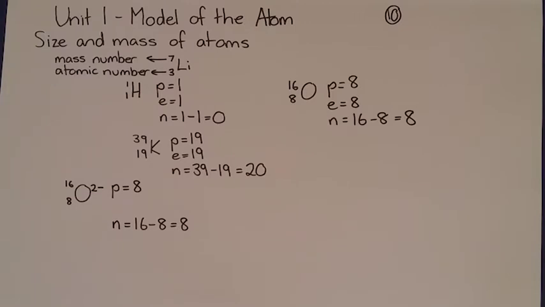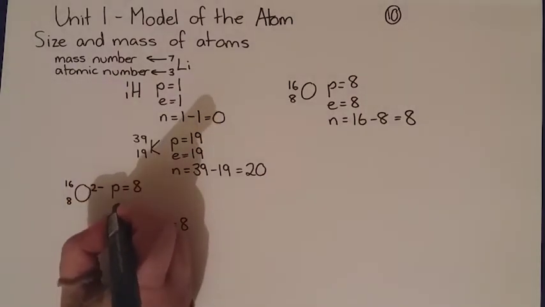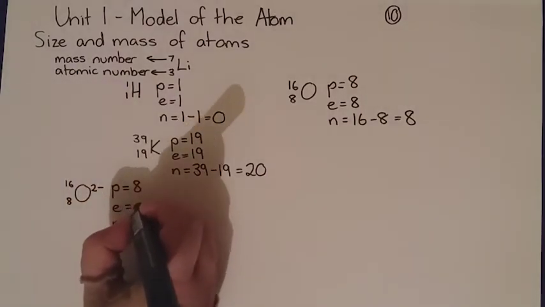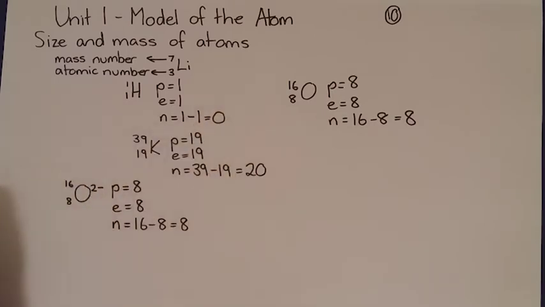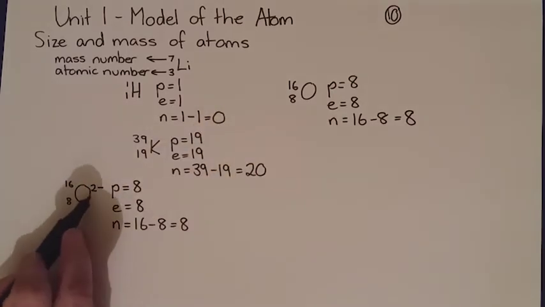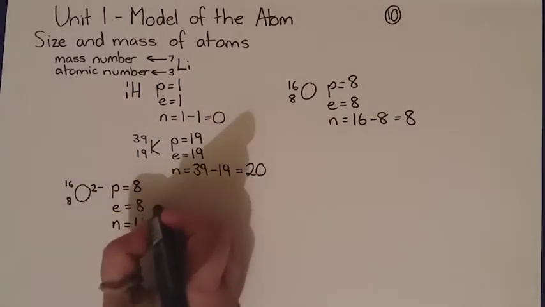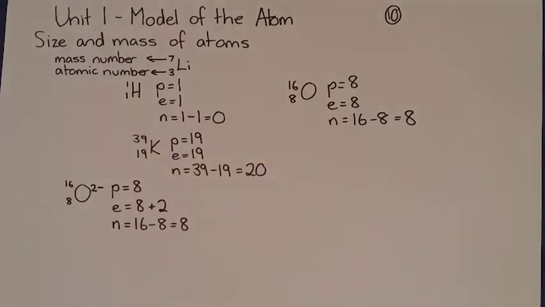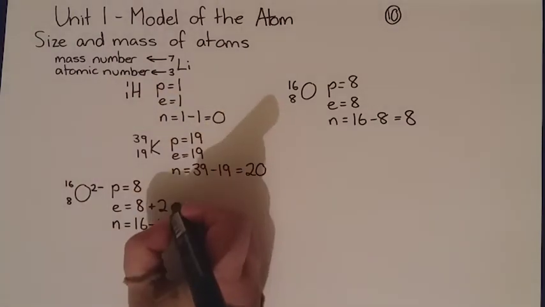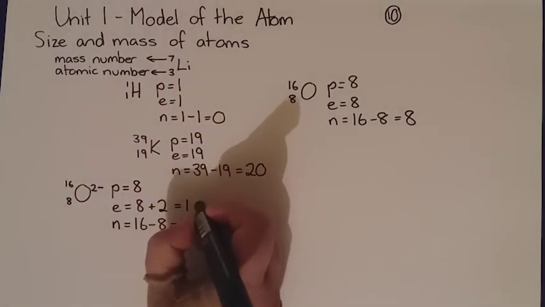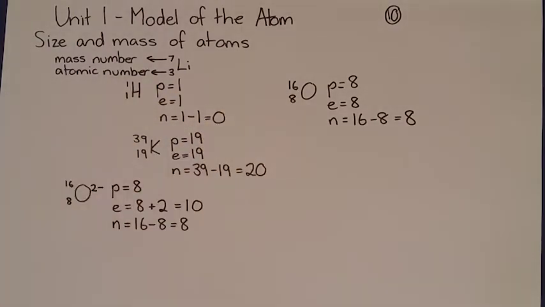It's the number of electrons that is affected when an atom turns into an ion. In this case, an oxygen atom would have 8, but because it has a 2- charge, that means it has 2 more negative electrons than the atom would. So therefore, it has 10 electrons.